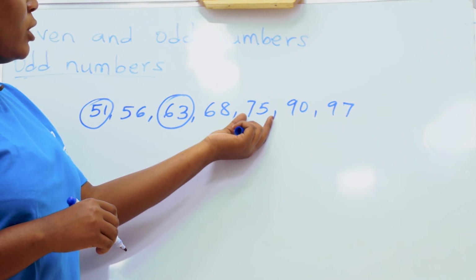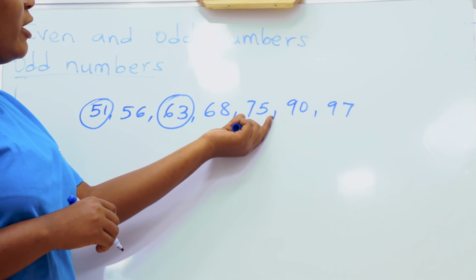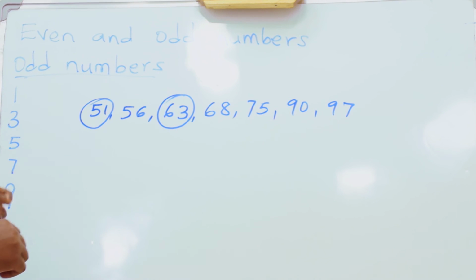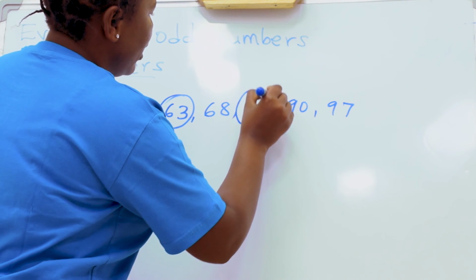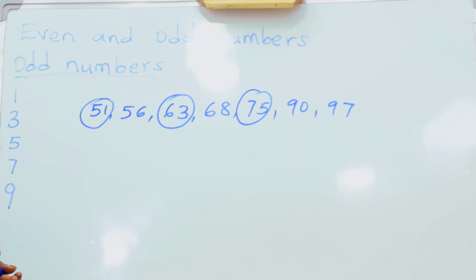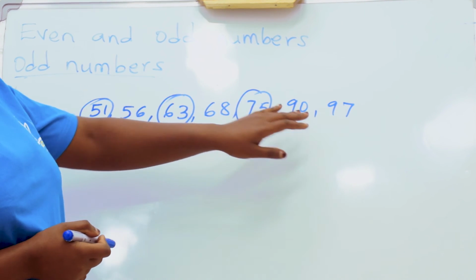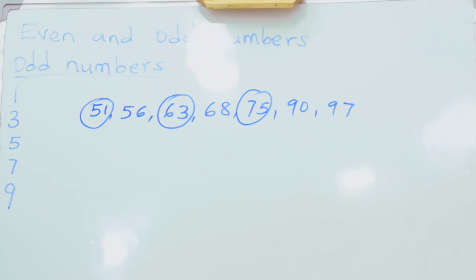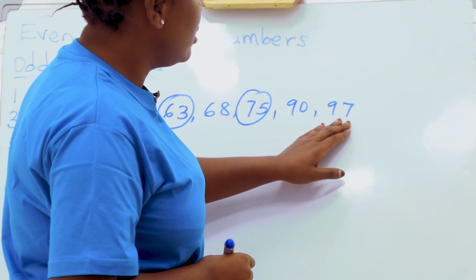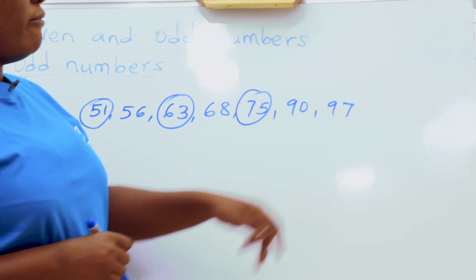We move on to the next number, which is 75. 75, the last number is 5. Is 5 among the odd numbers? Yes, we circle 75. Our next number is 90. 90, the last number is 0. Is 0 among the odd numbers? No, we leave it.